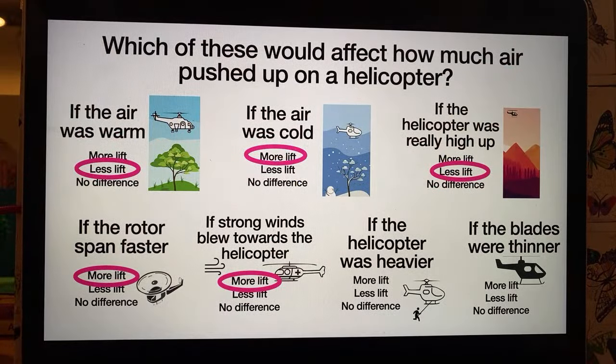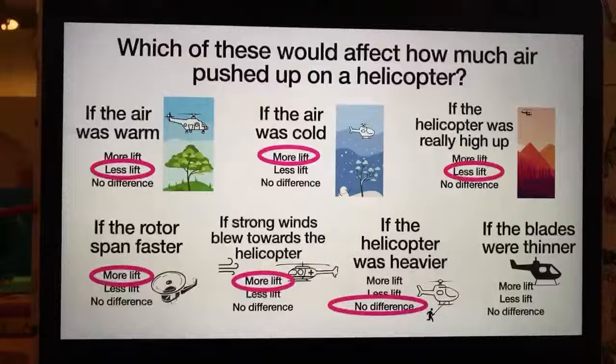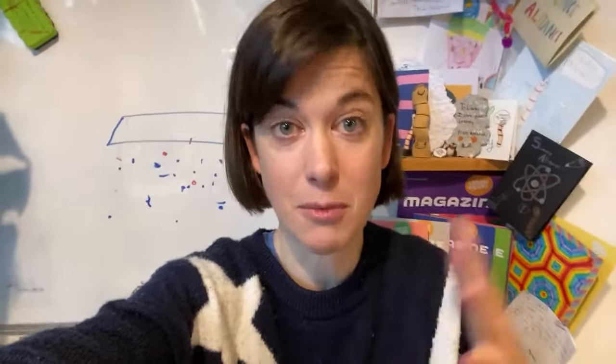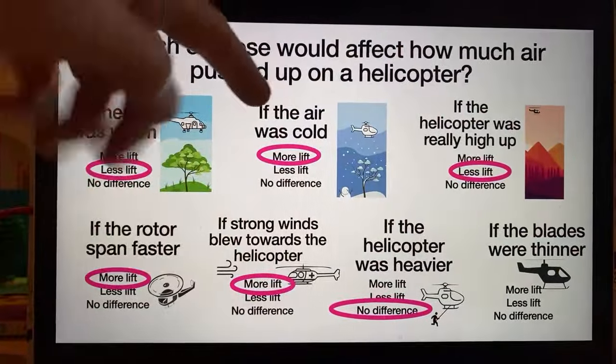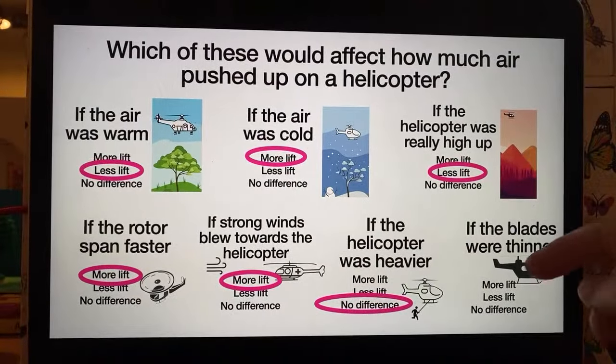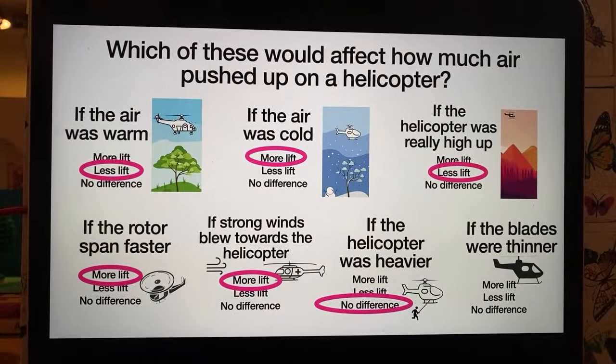If the helicopter was heavier, there would be no difference, but you really had to read the question. If the helicopter weighed more, you would need more lift to get it into the air. You would have to find a way to push down on more air particles, but the weight of the helicopter doesn't affect how much air is pushing up on the helicopter, okay? And if the blades were thinner, again, it'd be pushing down on fewer air particles. So there would be less lift in that situation as well. I'm going to move the screen away now.